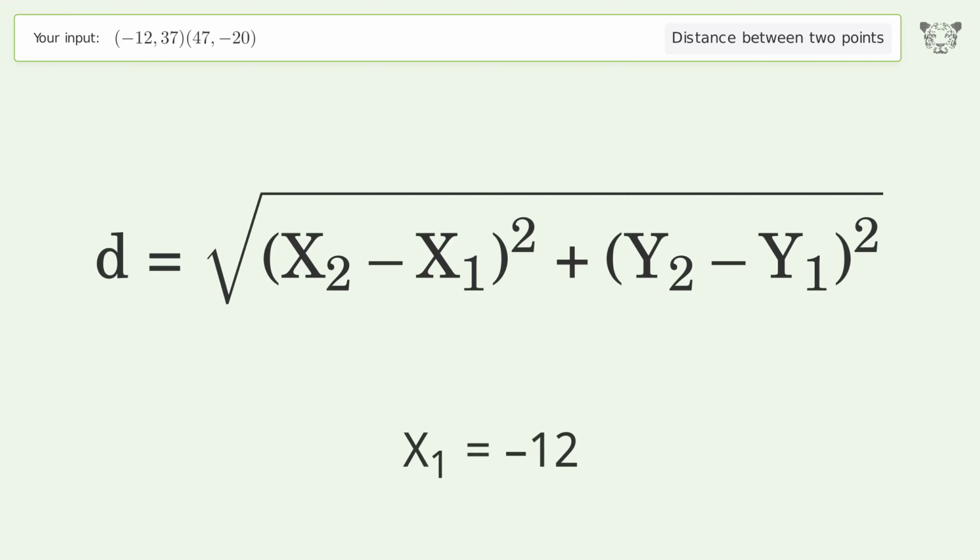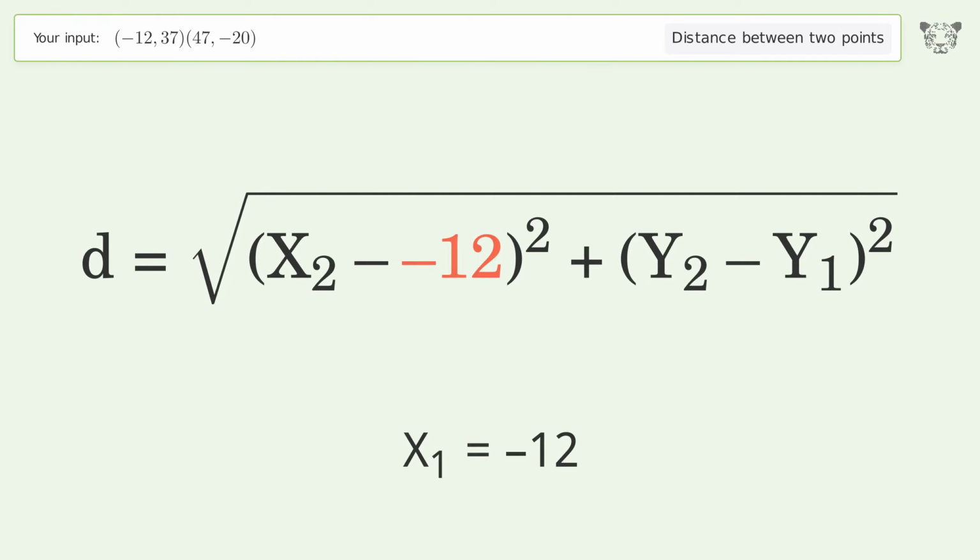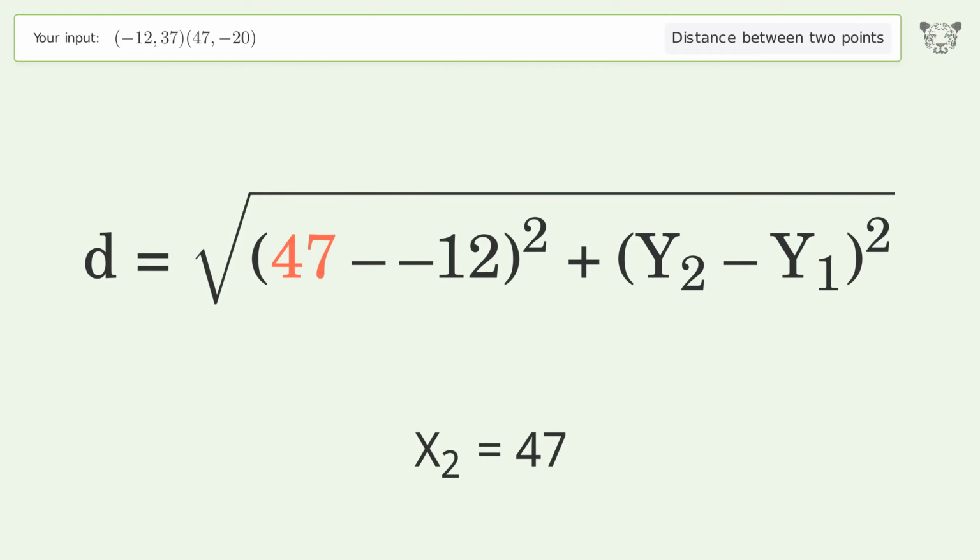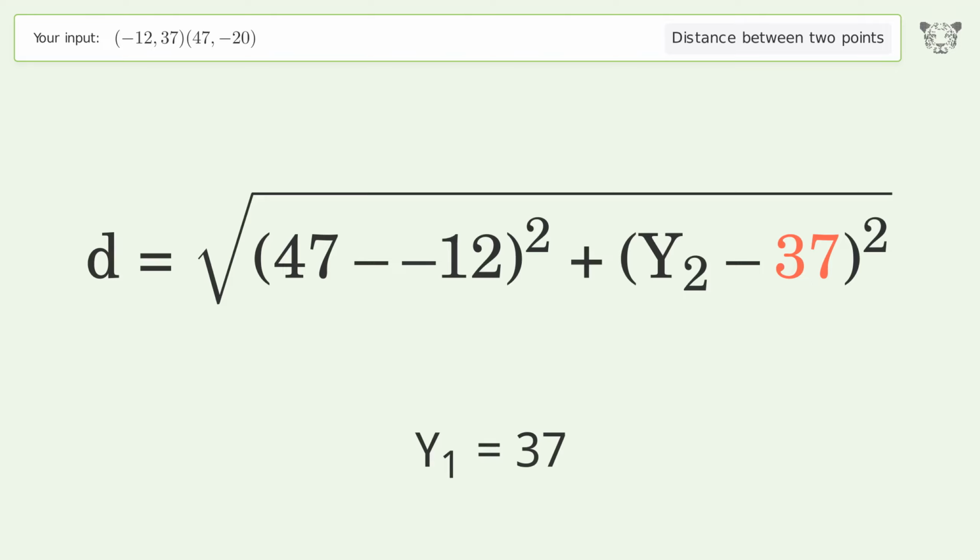x1 equals -12. x2 equals 47. y1 equals 37. y2 equals -20.